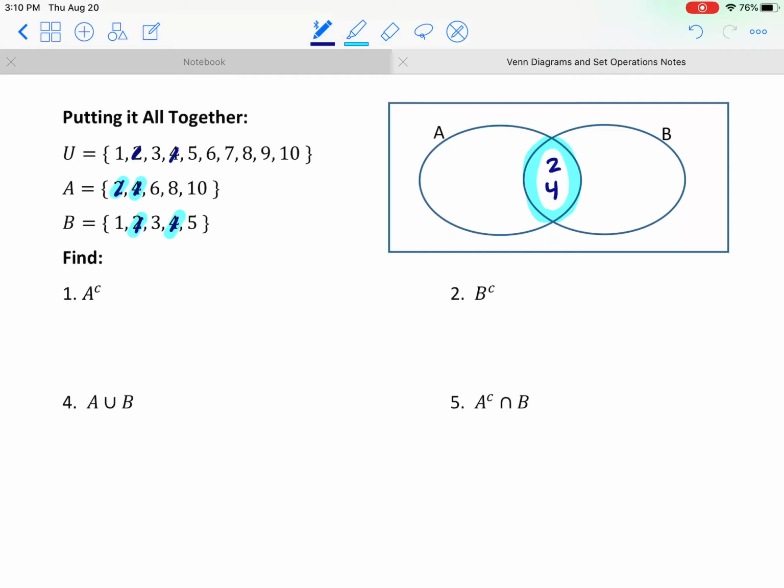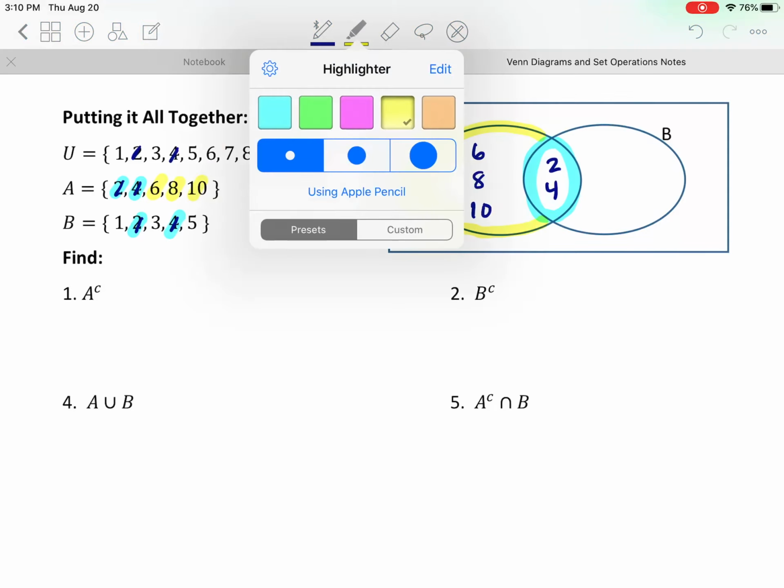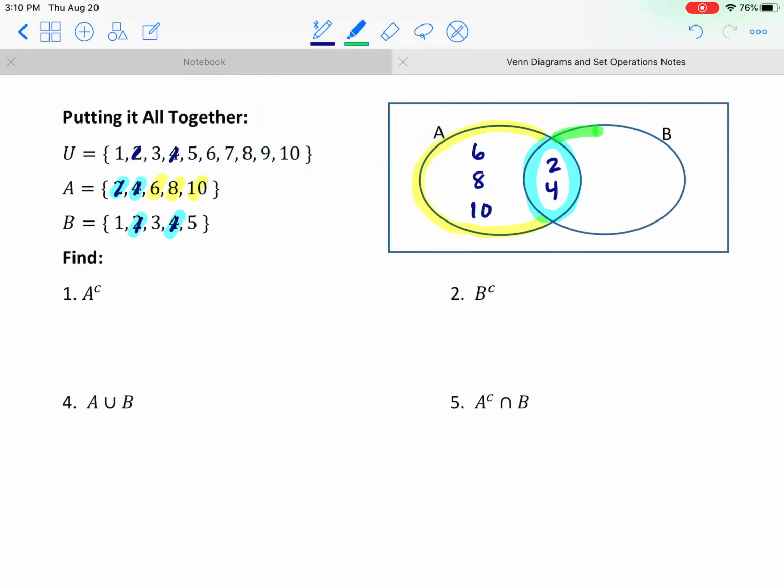Okay? Now what's left over in A has to go in the other part of the A circle. So in this region here, what's left over in A, 6, 8, and 10, can go here. And then what's left over in B? That's going to go in this B section. Okay, and left over in B would be 1, 3, and 5. So I'm going to put in 1, 3, and 5.